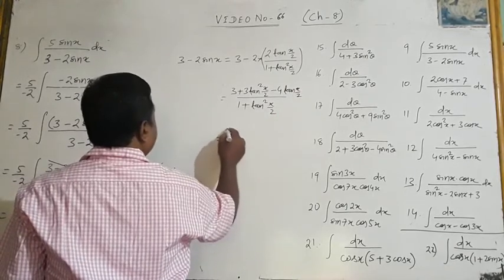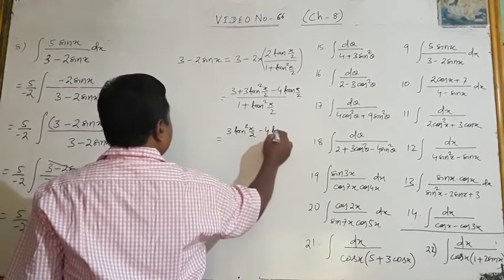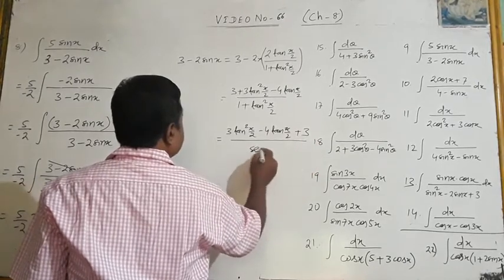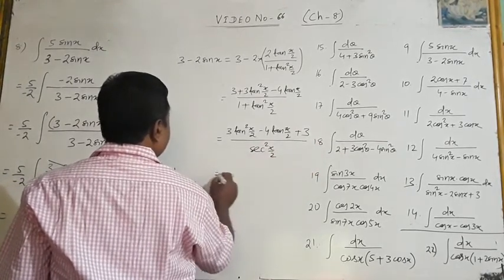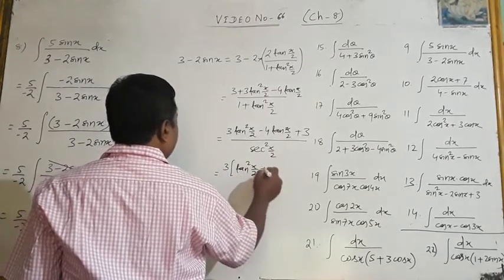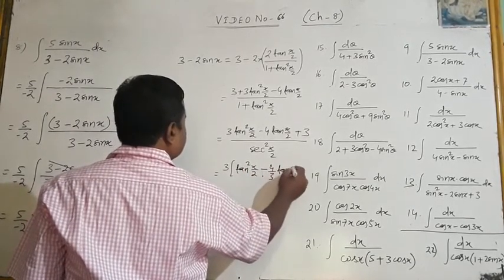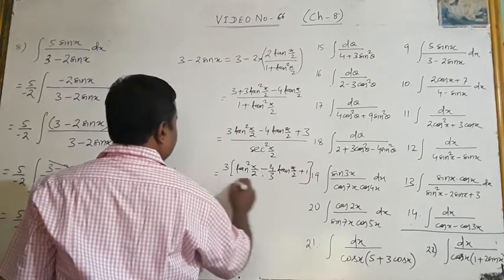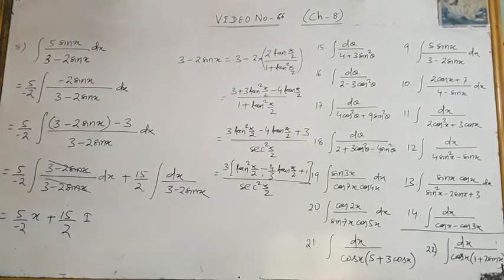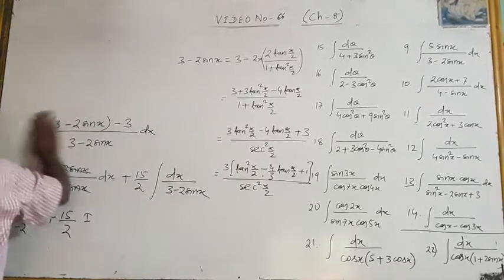Then it becomes 3 tan square x by 2 minus 4 tan x by 2 plus 3 divided by sec square x by 2. Then take common. It is tan square x by 2 plus minus 4 by 3 tan x by 2 plus 1 divided by sec square x by 2. Then what you will do? Okay, I am erasing this part. Now look there, what I am doing there?